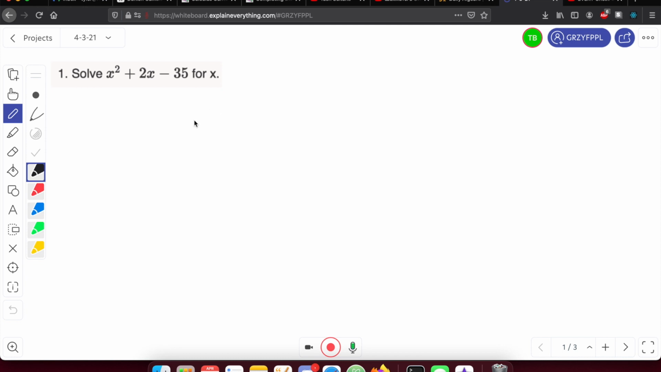So we're going to start with question 1, solve x squared plus 2x minus 35 for x. For this one, we can use the quadratic formula, or we can just factor. Since these are pretty easy numbers to work with, we're just going to factor.